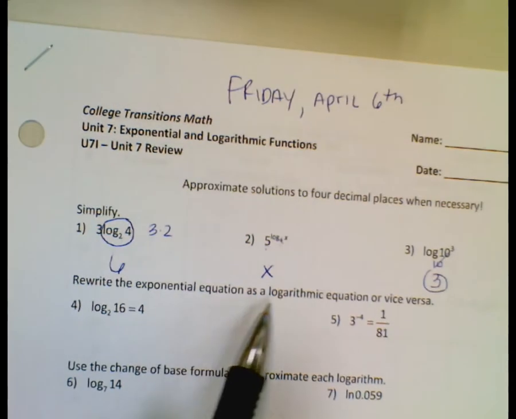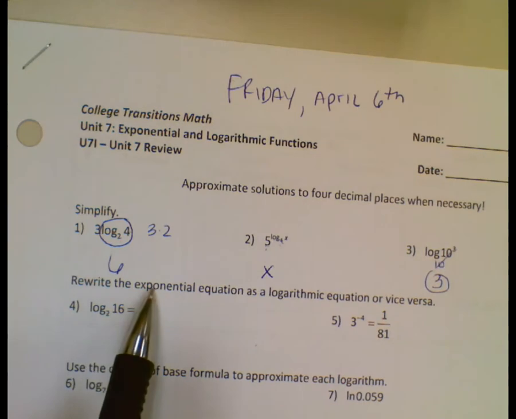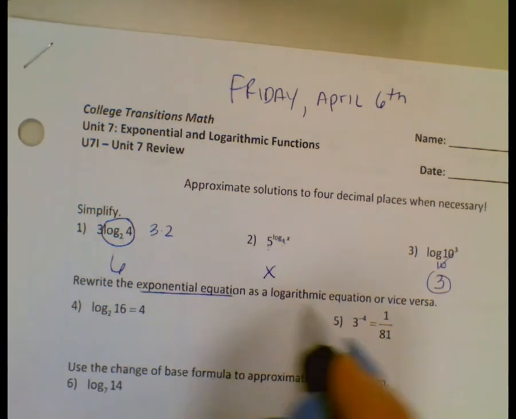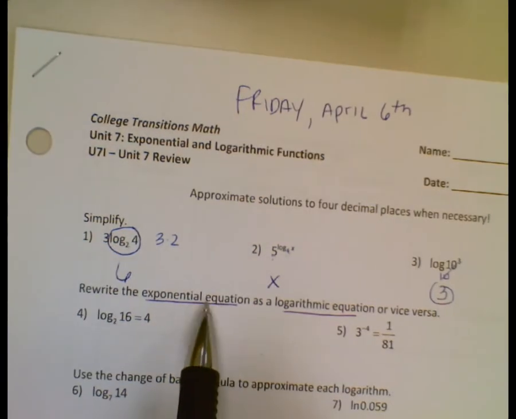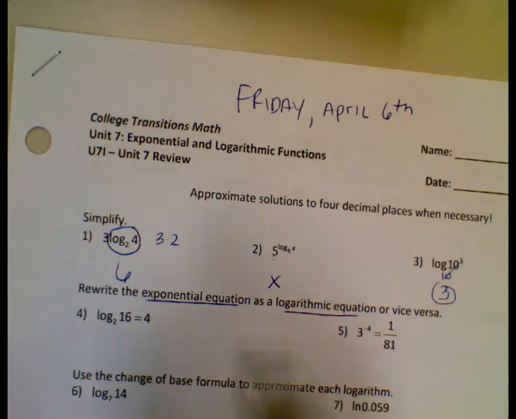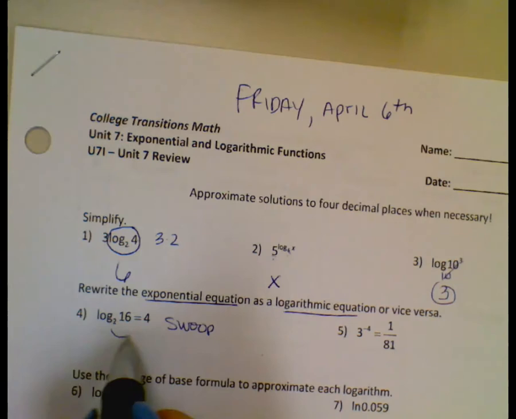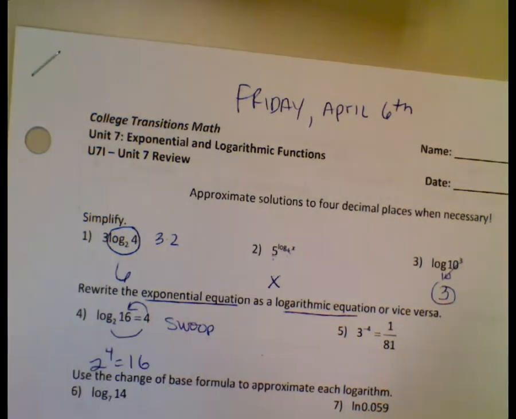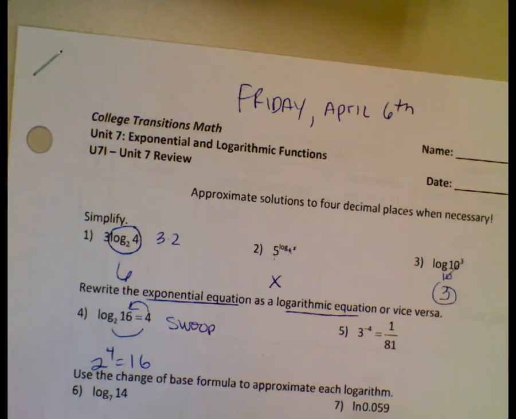Okay. Rewrite the exponential equation as a logarithmic equation or vice versa. So this is a log equation, and we're going to write it as an exponential equation. So if it gives it to you like this, we're going to write it like this. If they give it to you like this, we're going to write it like this. So obviously this one has a log in it, so it's a log equation. So we're going to swoop. So we're going to go 2 to the 4th equals 16. That's all you have to do. They don't want you to simplify it because this is just a true statement.